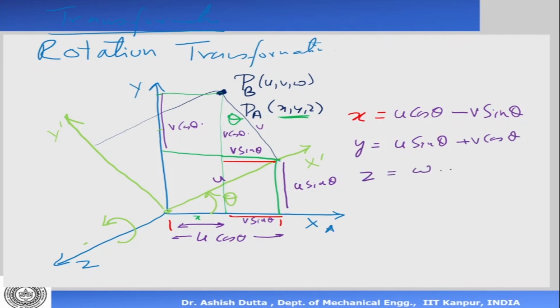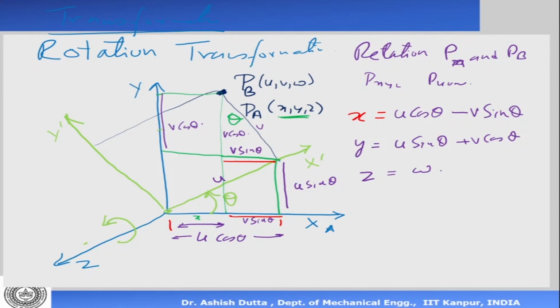So what is the relation between P x y z, PA and PB? That's what we are trying to find. Or P x y z and P u v w. So you can see geometrically we have found the relation between x, y and z in terms of u v w, right? So this is very, very simple.